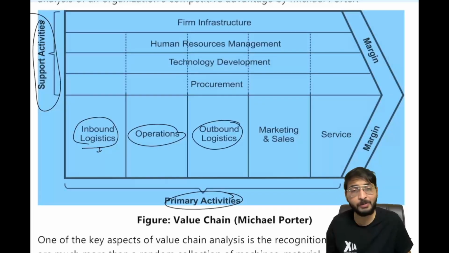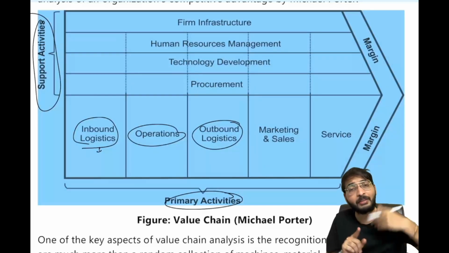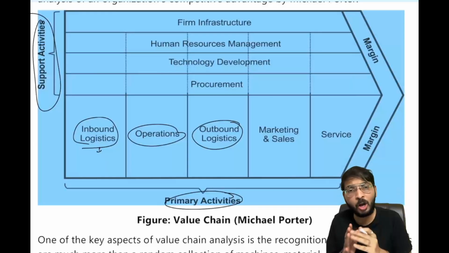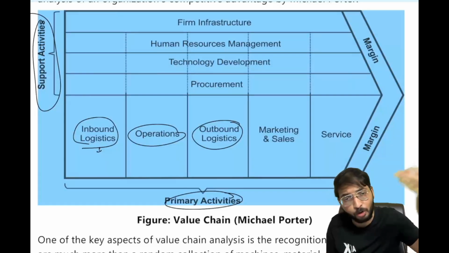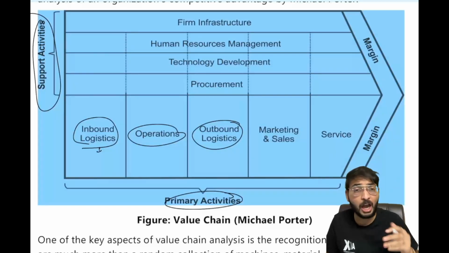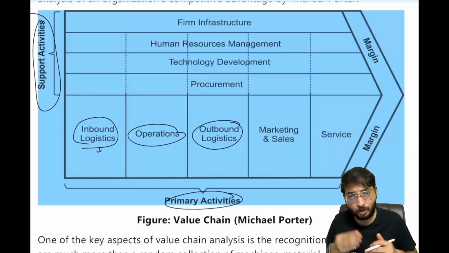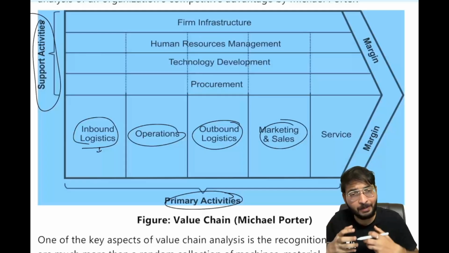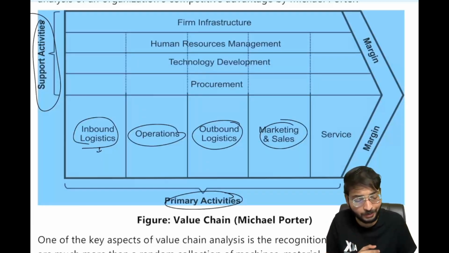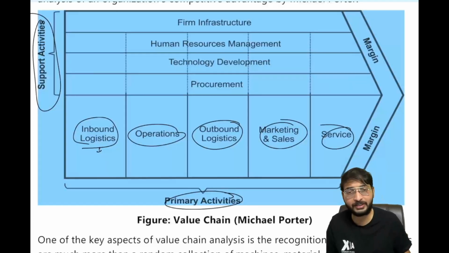Outbound logistics means from your factory, where will you sell? Either online or offline, like Big C or all this, right? From your warehouse to their godown or their warehouse is called outbound logistics. Once the stock is delivered to that particular sell point, you have to do marketing, get a brand ambassador, so the sales will improve. The last one is service: till 1 year you'll give service. So this is called primary activity.